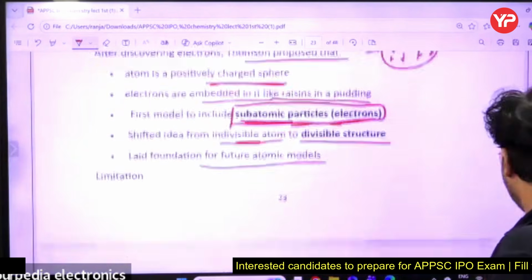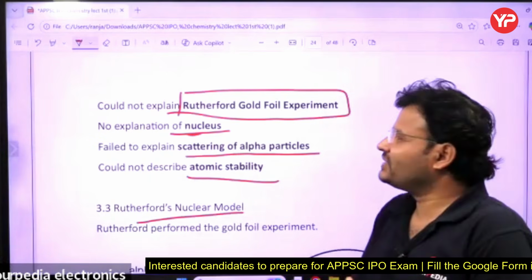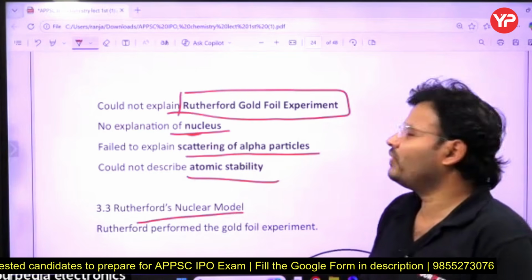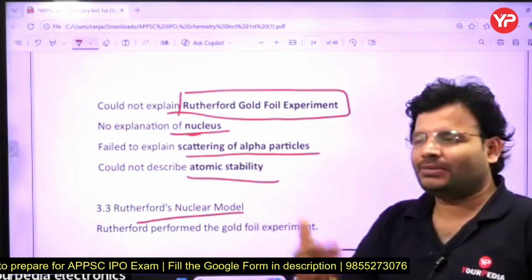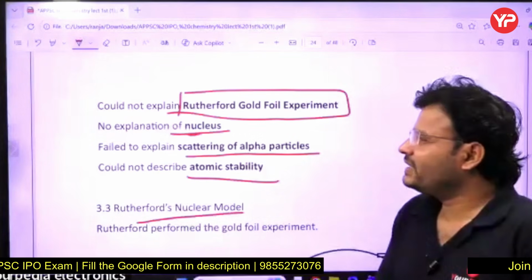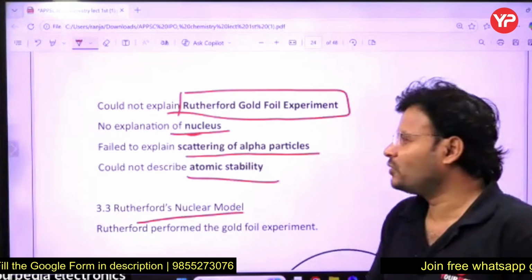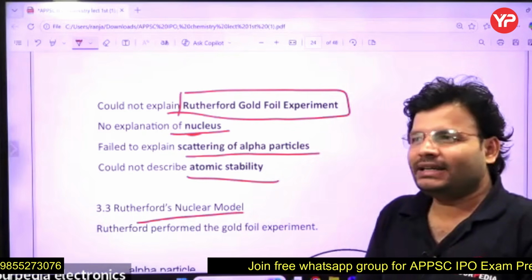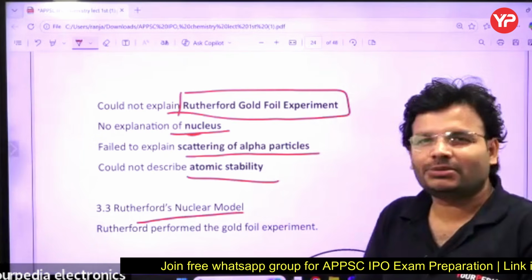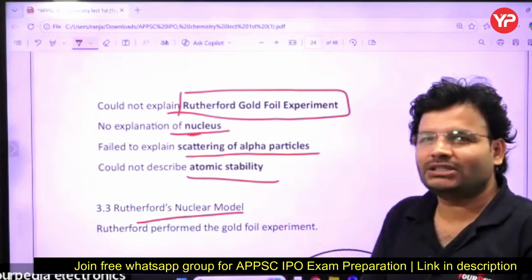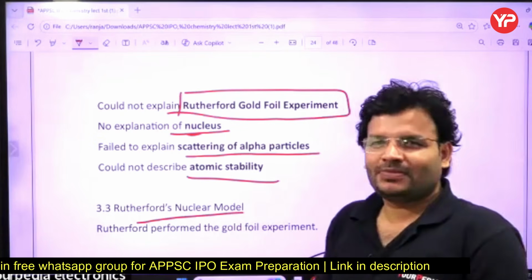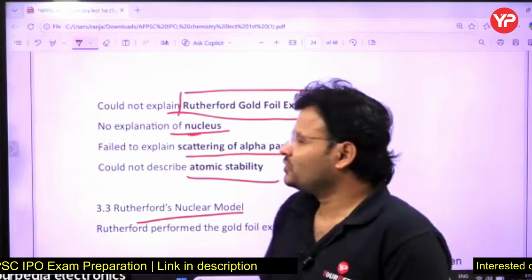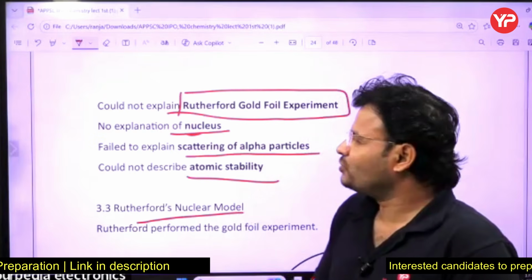But if we talk about limitations, last class we saw the first limitation: it was not supported by the Rutherford gold foil experiment. What is the Rutherford gold foil experiment? After two minutes I will discuss that. Also, Thomson gave no explanation about the nucleus. He just said it is a positive sphere and the electrons are embedded in it like the seeds of a watermelon. He never talked about the nucleus, even though the nucleus was known earlier. That is one of the limitations of the Thomson model.